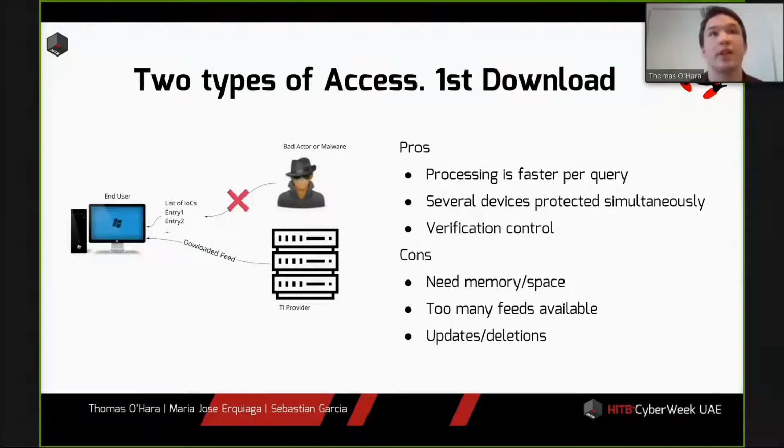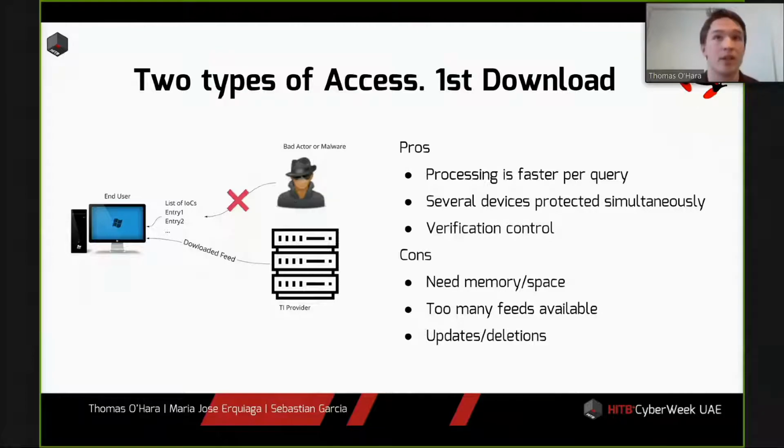There are two general methods for accessing blacklists in threat intelligence feeds. The first is via download. This is a very traditional method for accessing threat intelligence feeds. Basically, the way it works is an end user will download a threat intelligence feed from a threat intelligence provider and implement it in a firewall, and therefore use it to block attacks from bad actors.